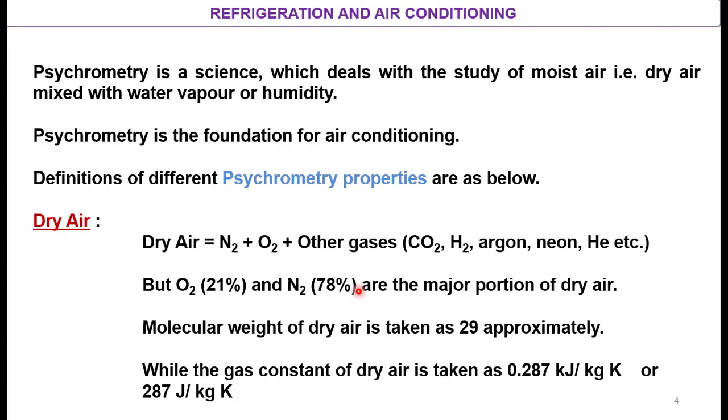The molecular weight of this dry air is taken as 29. Okay, it is a constant. This number is constant. The molecular weight of the dry air is constant, and its value is equal to 29.